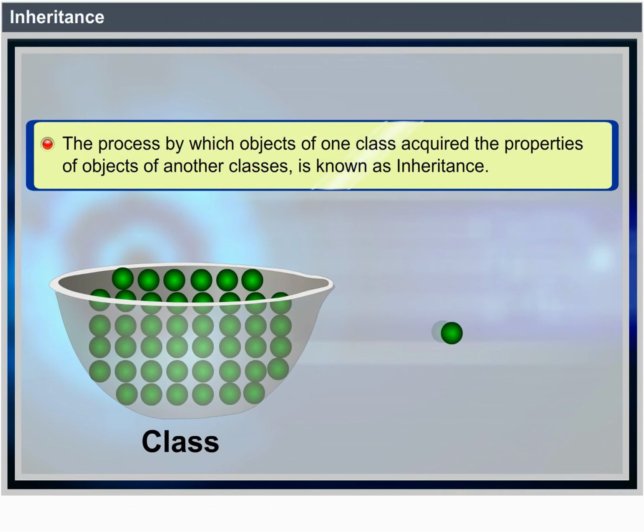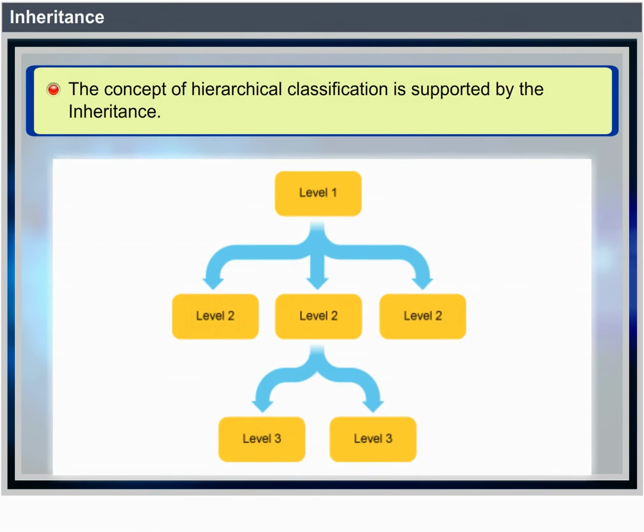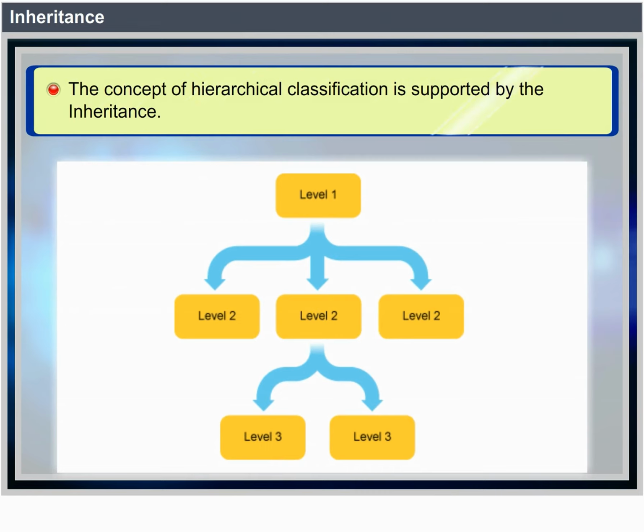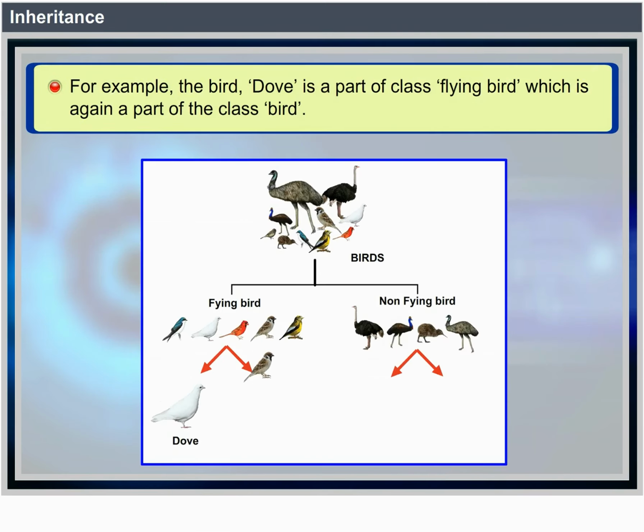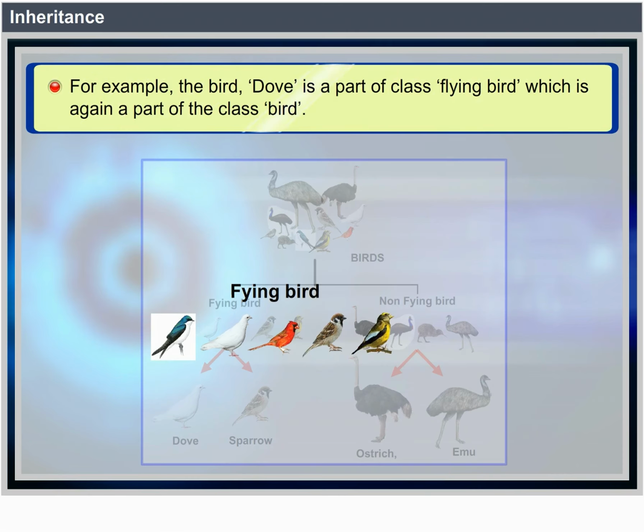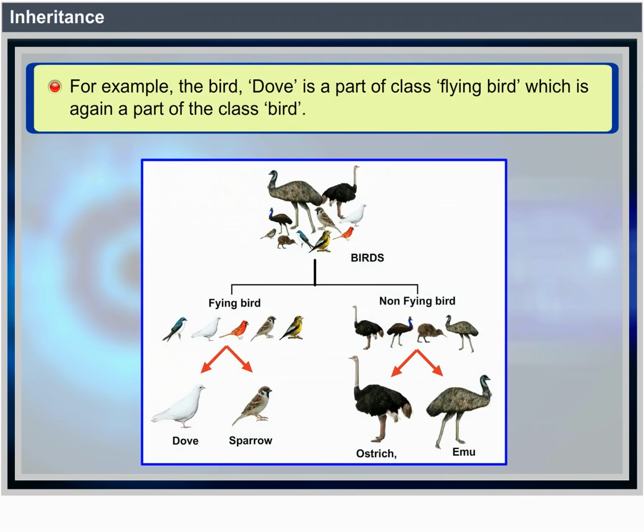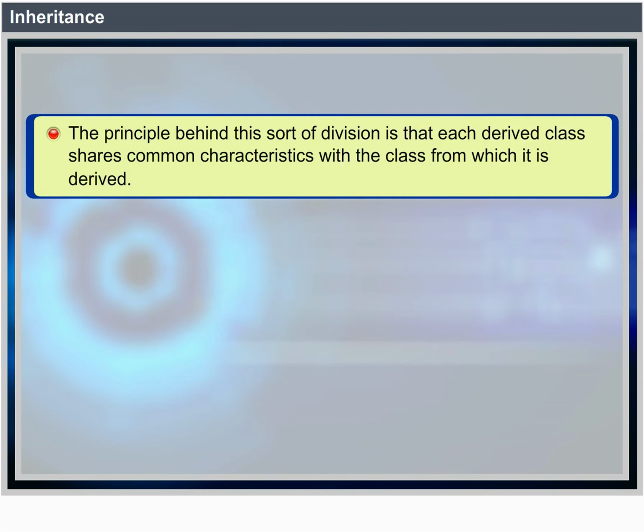Inheritance. Inheritance is the process by which objects of one class acquire the properties of objects of another class. It supports the concept of hierarchical classification. For example, the robin is a part of the class flying bird, which is again a part of the class bird. The principle behind this sort of division is that each derived class shares common characteristics with the class from which it is derived.